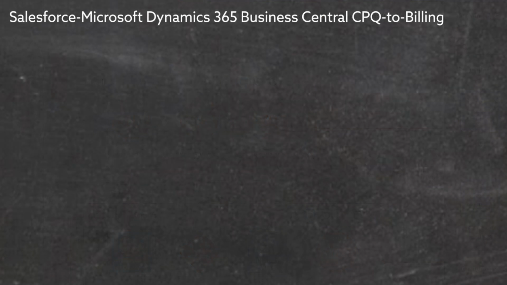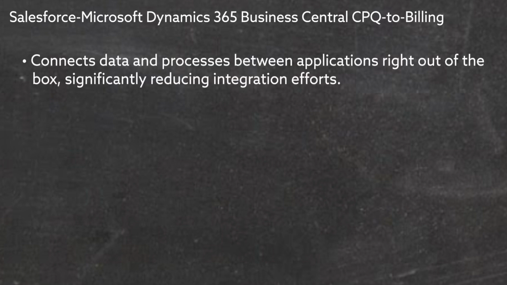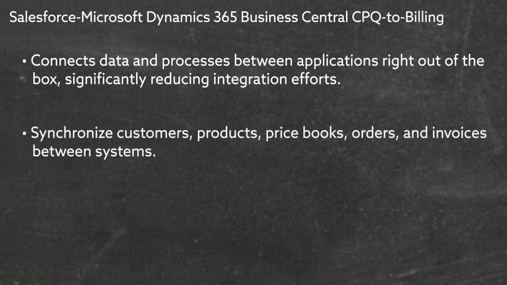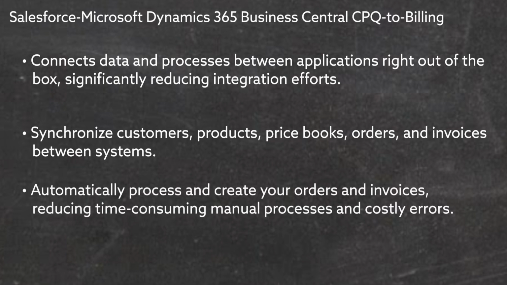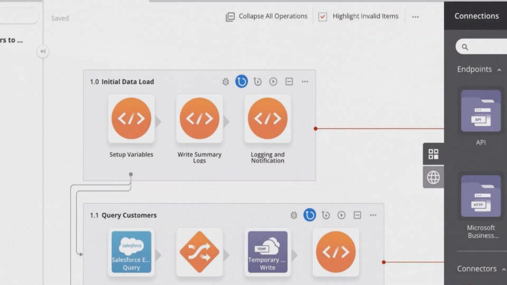The Salesforce Microsoft Dynamics 365 Business Central CPQ to billing process template is a pre-built process template that connects data and processes between applications right out of the box, significantly reducing integration efforts. Synchronize customers, products, price books, orders, and invoices between systems. Automatically process and create your orders and invoices, reducing time-consuming manual processes and costly errors. With all of that out of the way, let's begin with installing the process template.